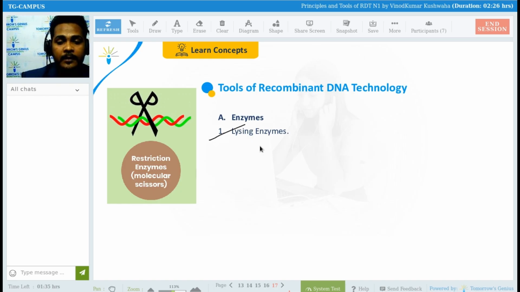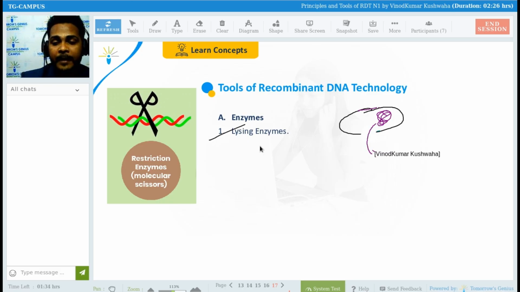Suppose this is your desired bacterial cell, right? And now you want to isolate the DNA from this bacterial cell. This is the DNA which you want to isolate. How will you isolate it? You need a lysine. Lysine is a kind of enzyme that is going to degrade the cell wall. So it destroys the cell wall. If it destroys the cell wall, then what happens? The cell wall disappears like this, and then you can easily isolate the DNA from this bacteria.